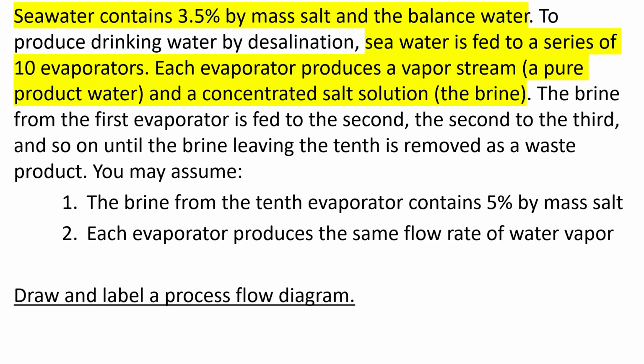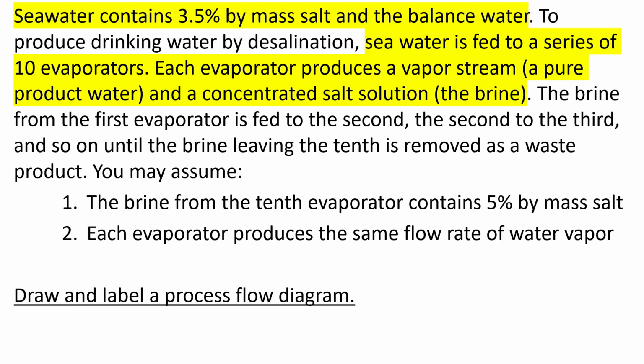Well, I hope that you had stopped and attempted to draw the process flow diagram. What we're going to do is do it now together. And we're going to start off with the highlighted statement here, reading again that seawater contains 3.5% by mass salt, with the balance water, and seawater is fed to a series of evaporators. I'm going to just consider the first one. In this evaporator, the water is heated, essentially boiled, to produce a vapor stream, which is the pure water, has only water in it, and a brine is produced, a concentrated salt solution.